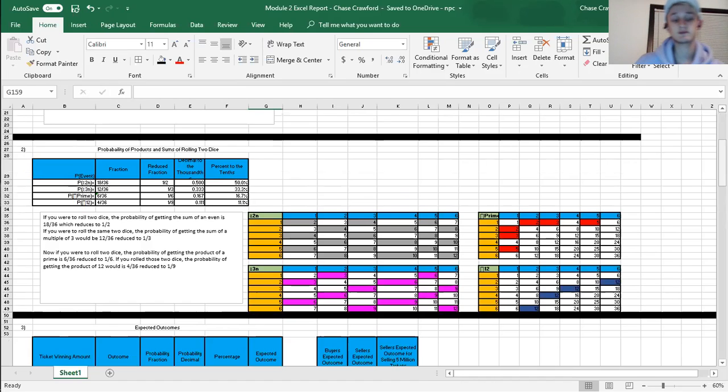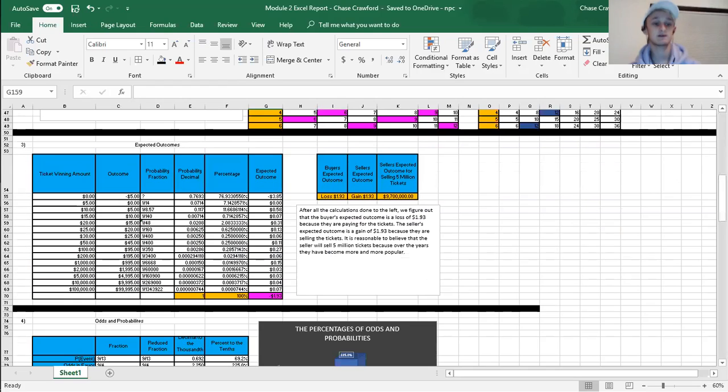Now, if you were to roll two dice, the probability of getting the product of a prime is 6 over 36, which would reduce to 1/6. And if you were to roll those two dice again, the probability of getting a product of 12 would be 4 out of 36, reduced to 1/9.